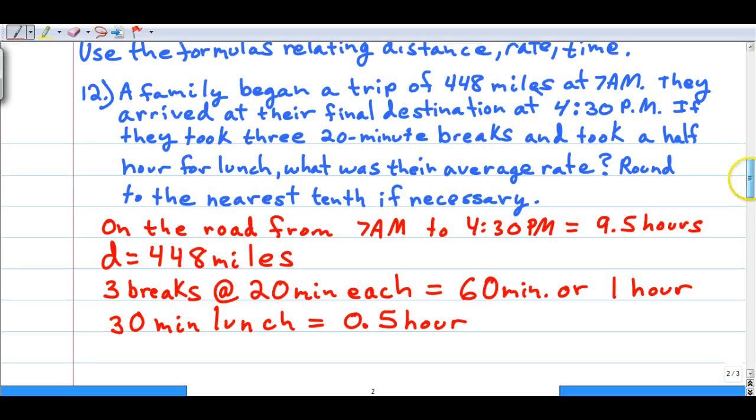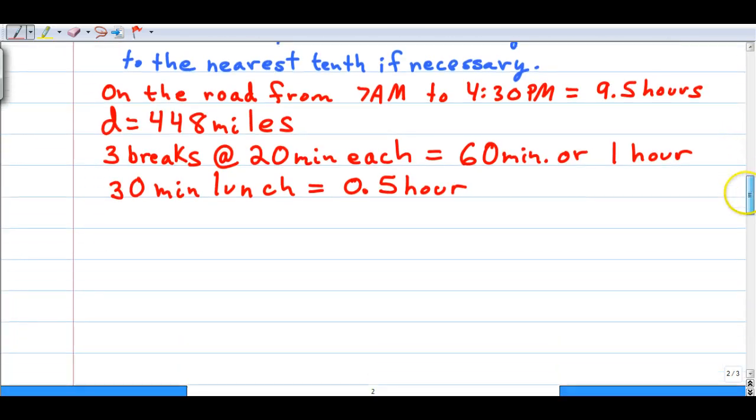So let's take this information and see what we can do with it. Next, let's look for a formula. We know from the instructions that we're to use the formulas relating distance, rate, and time. A rate is equal to a distance divided by time. We know their distance was equal to 448. What we need to look at is their time.